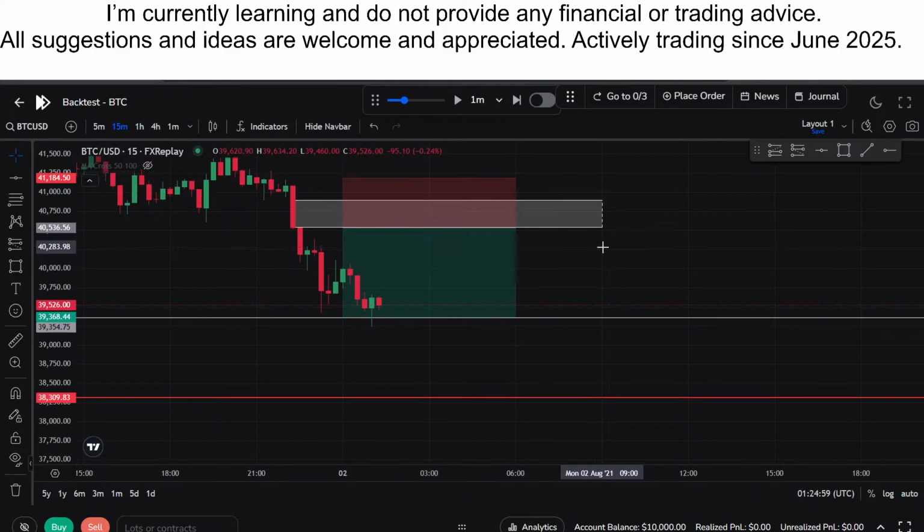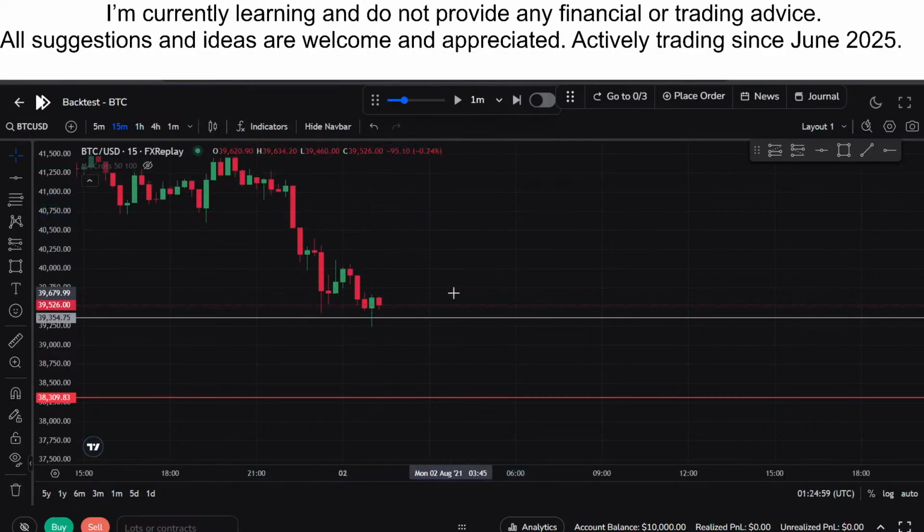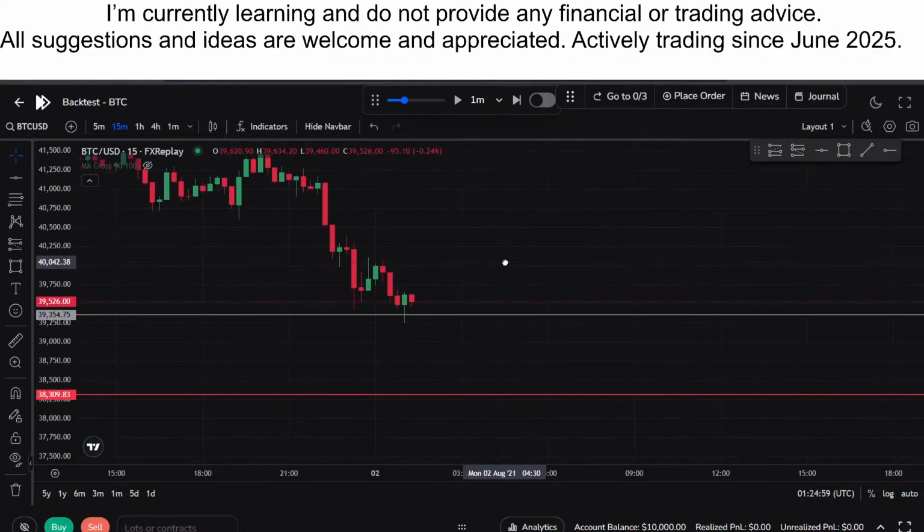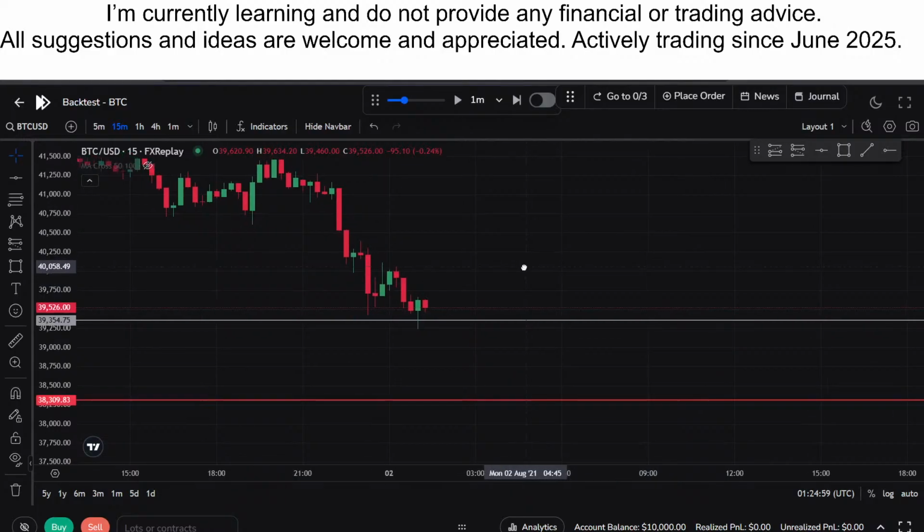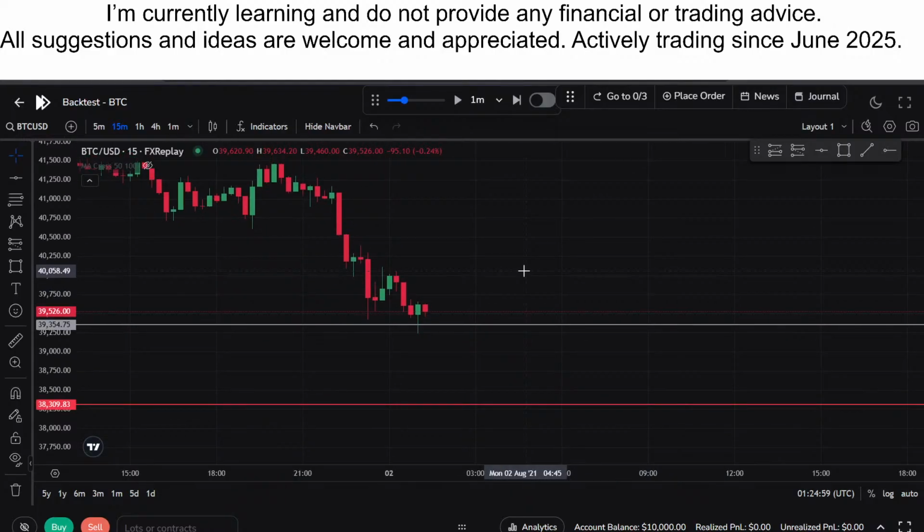I will delete this. I will clear. I will delete this also. I will delete this fair value gap also. And there is no new fair value gap created. And where should I be taking a trade?